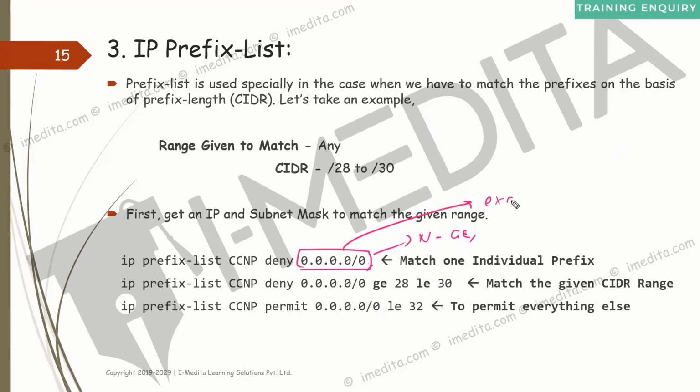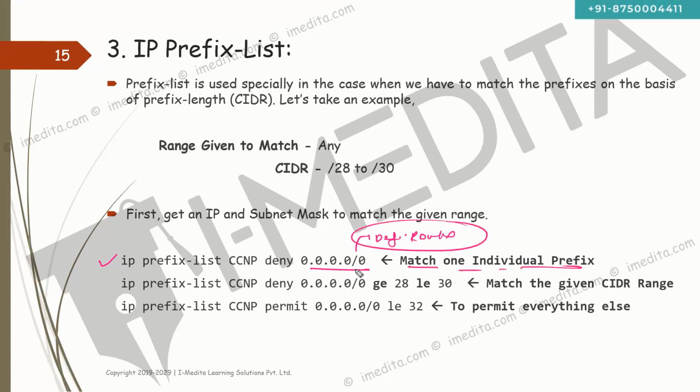This is the exact subnet, the exact route that you want to either deny or filter. In this condition, for example, this statement, this is the default route. This is going to match the default, one individual prefix. In this case, it is the default route.